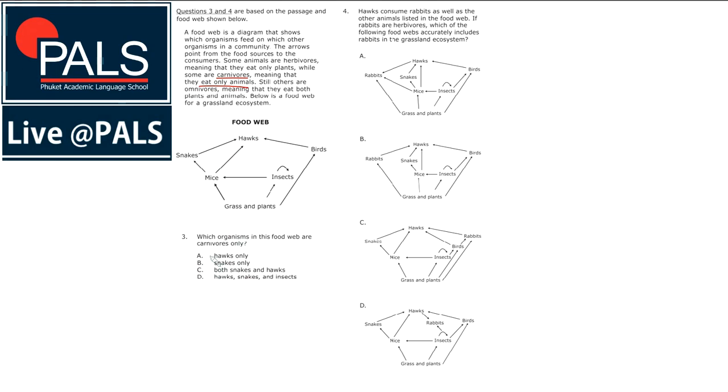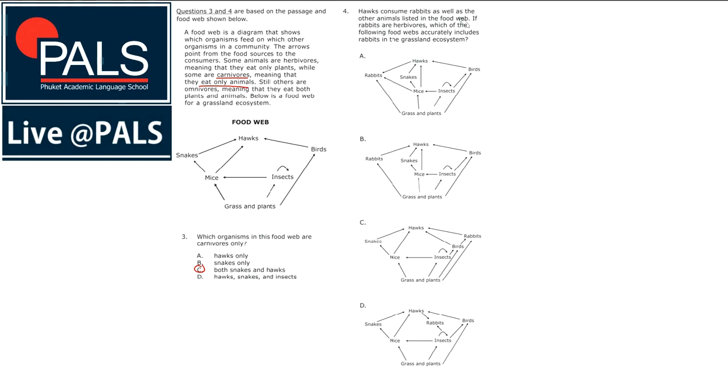Then what are the other answer options? Snakes. If we look at snakes, they have only 1 arrow going to them. They eat mice, so therefore they are carnivores. And then we have insects as an option down here, and we can see that the arrow goes to insects from grass and plants and from themselves to themselves. So insects eat insects and they eat grass and plants. Therefore insects are omnivores, and the correct answer is C, snakes and hawks.